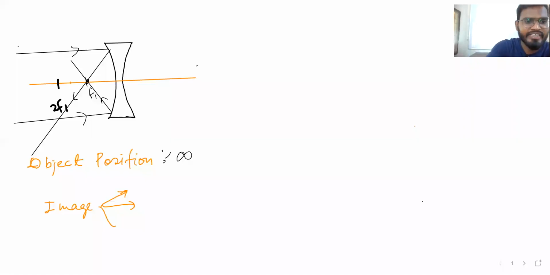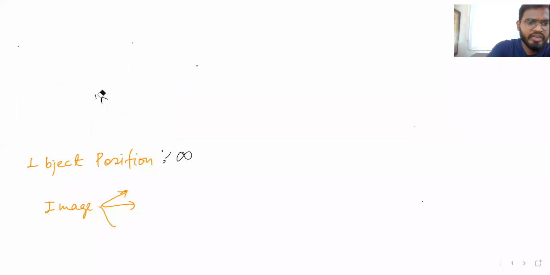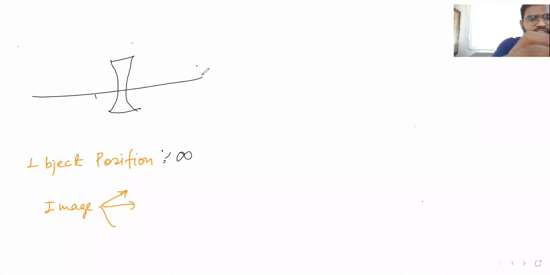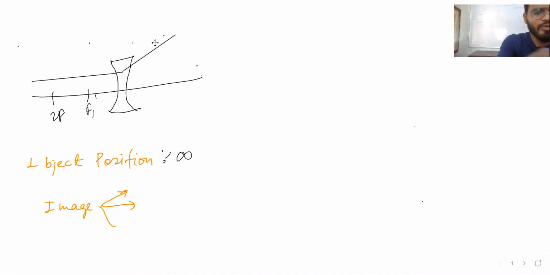So let's draw it again, for the concave lens. Sorry. So we can say like this, right? If the object is at infinity, then f1 and then 2f1. Rays of light will be parallel to the principal axis. After refraction it will go like this, not the same way as we had done before. It will never meet, so we'll have to take like this, right?